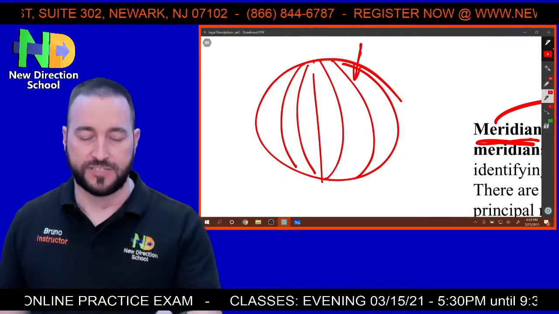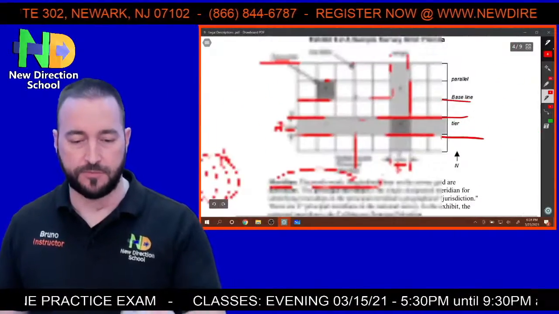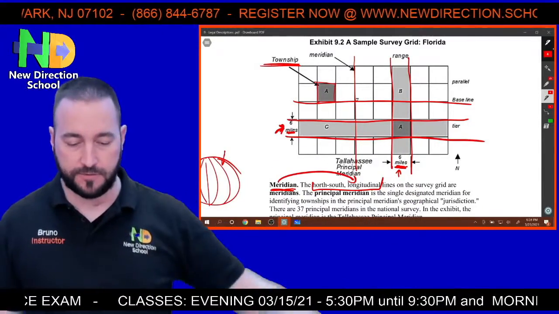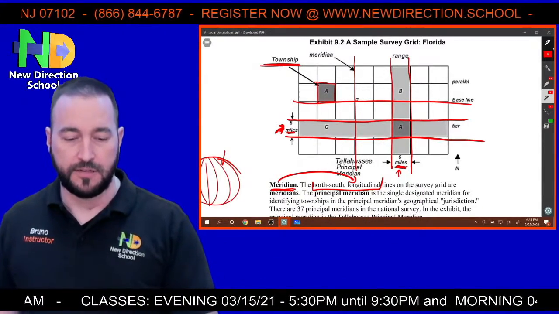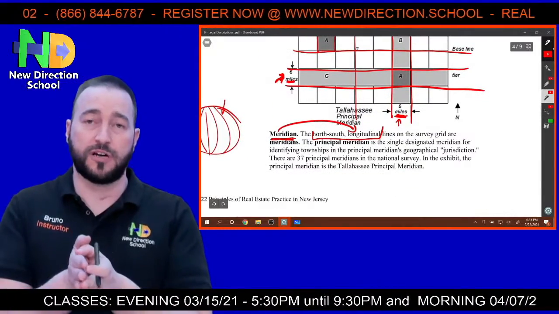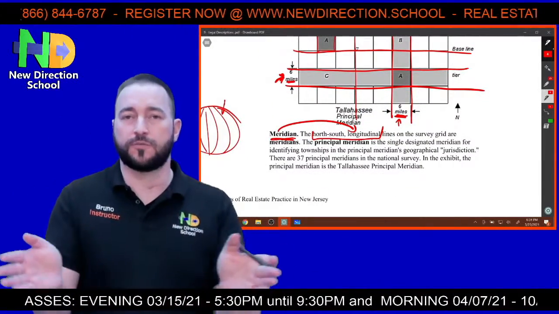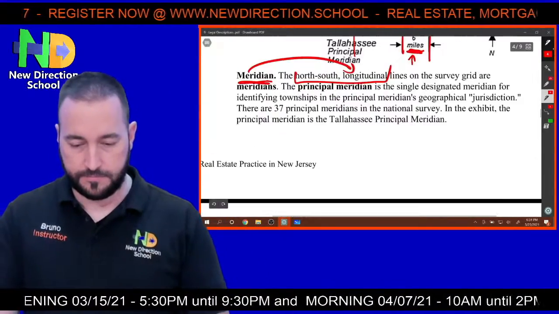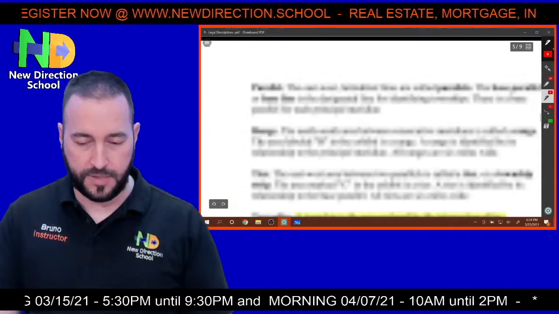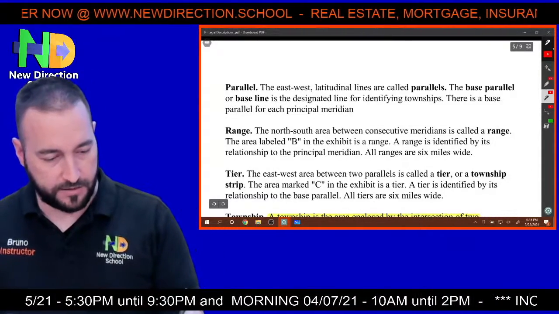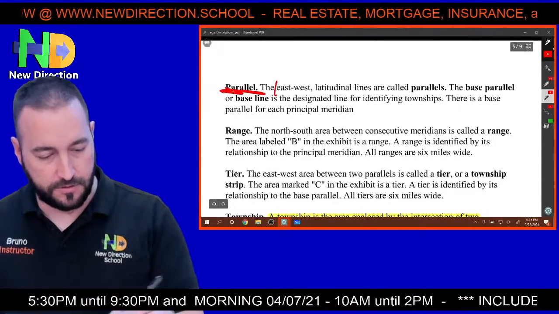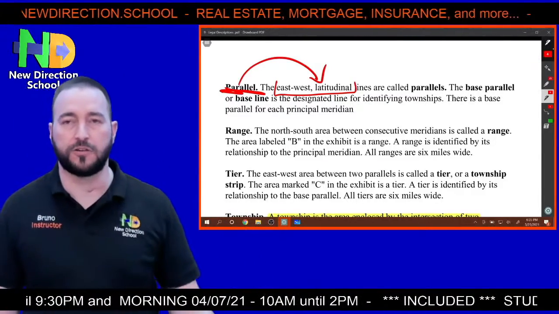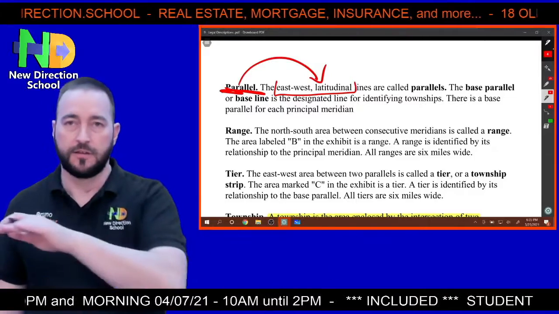So it's the one line right here. These are all meridians. They're points of reference to the next one and the next one. The principal meridian is the one that says this is where we start. We either go left or we go right. A parallel, when you see parallel, we're talking about the east-west latitudinal line. And there's a base parallel also, the reference point for east or west.